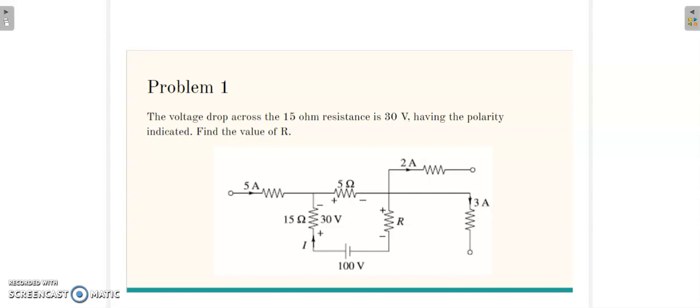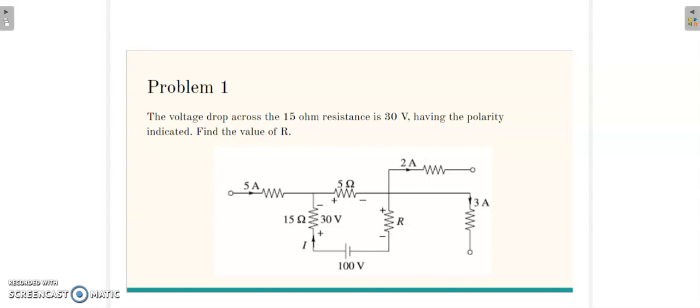Today we will see how to solve a problem using Kirchhoff's current law or Kirchhoff's voltage law to find the value of current or voltage across any given resistance or in any branch of the circuit. According to this problem, the voltage drop across the 15 ohm resistance is 30 volt. Having the polarity indicated, we have to find the value of resistance R in this given circuit.